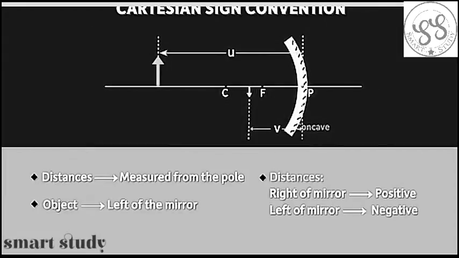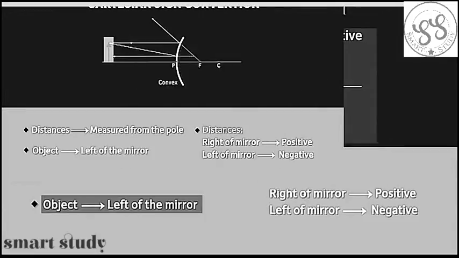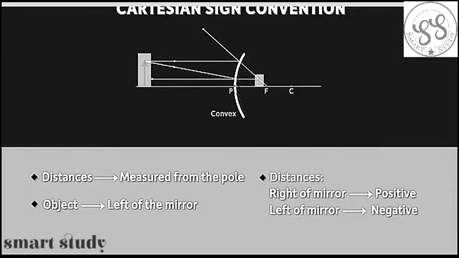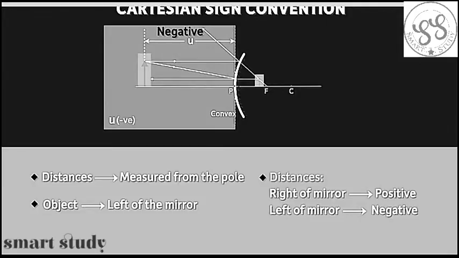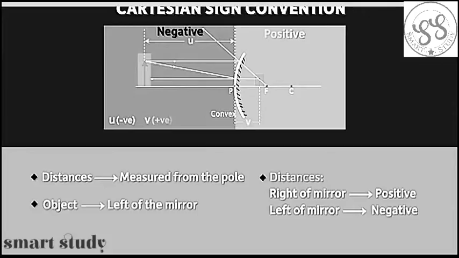What if instead of a concave mirror here, we take a convex mirror and keep that object at a finite distance to the left of it? In this case, we know that the image will be formed here. It is a virtual image. The object distance will always be negative. But since here the image is on the right, its distance V will be positive. What about the focal length? For a convex mirror, the principal focus lies to the right of the mirror. Hence, the focal length is also positive.